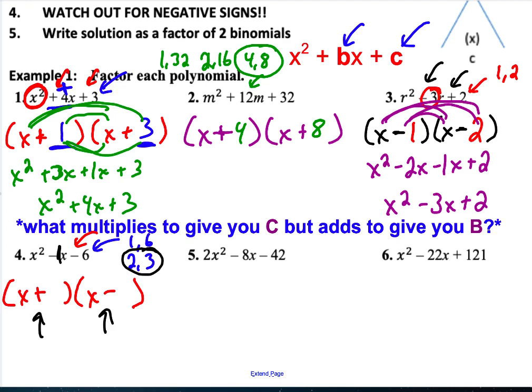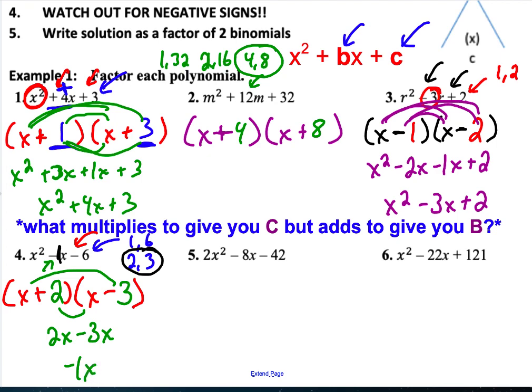All right, here's where we got to do just a little bit of thinking. We got to figure out which one's the plus and which one's the minus. Well, I ended up with a negative 1. So I want the bigger number to be negative, because when I combine them together, I still had a negative as an answer. So I'm going to put the 3 with the minus, and I'm going to put the 2 with the plus. That way, when I do that middle term, I'm going to get a positive 2x, but a negative 3x, which gives me that negative 1x in the middle.